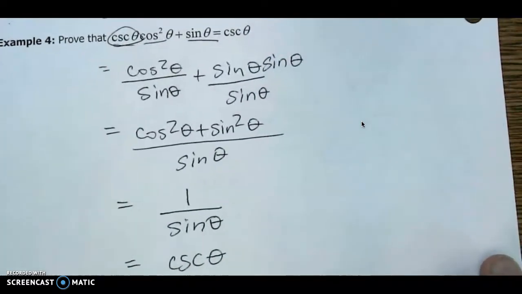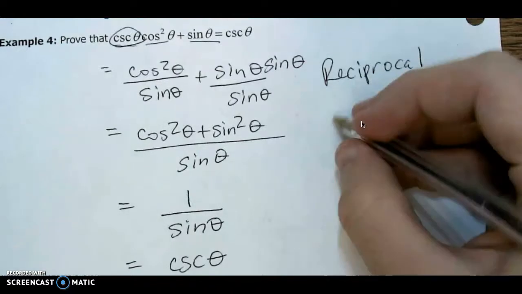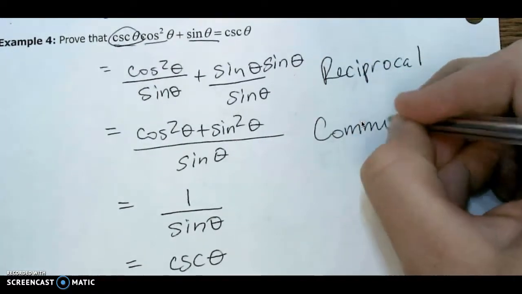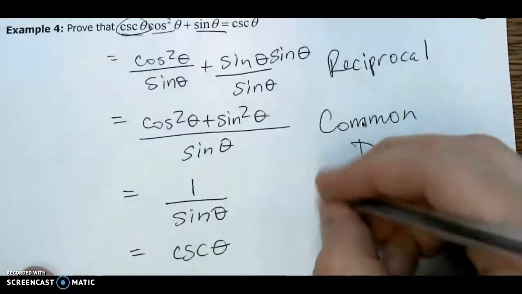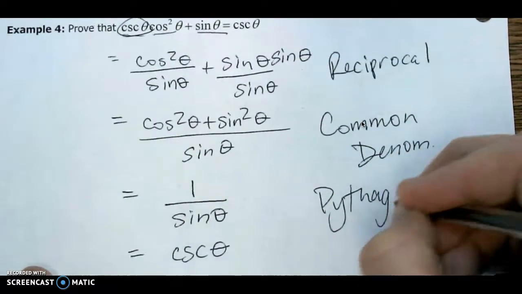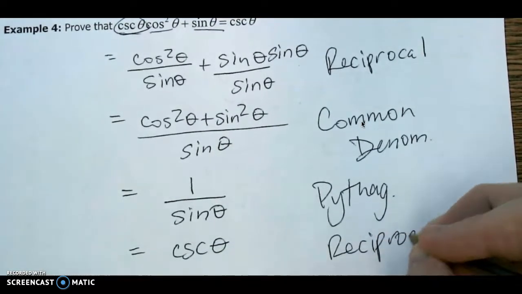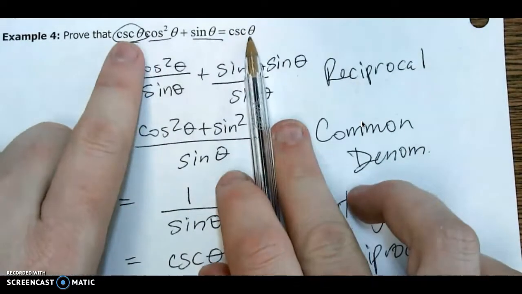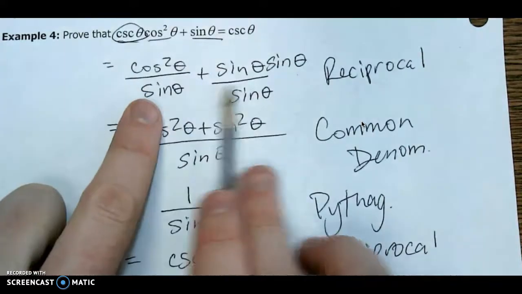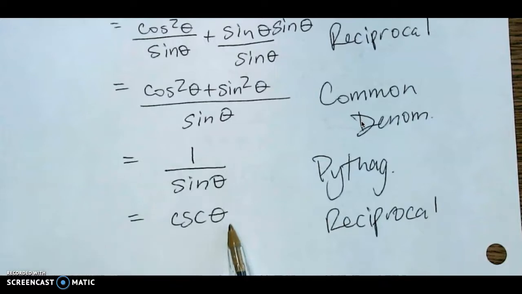So we started with a given. We first did reciprocal property. We got common denominators. And then we used Pythagorean property to get the 1. And then we did reciprocal properties again. So this seems weird that we would get rid of the cosecant that we need, but we got rid of it so that it was compatible with everything, and then we brought it back at the very end. So sometimes you have to get rid of something just to bring it right back.